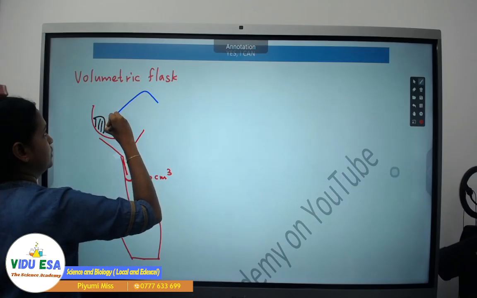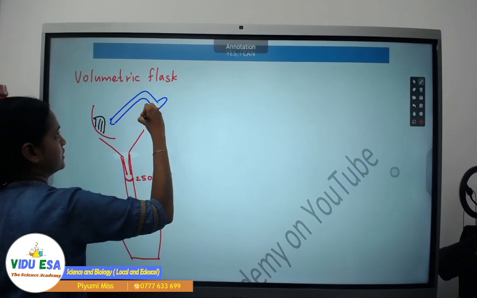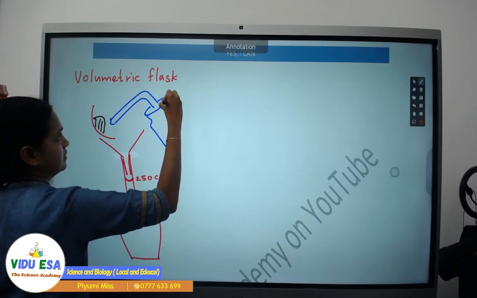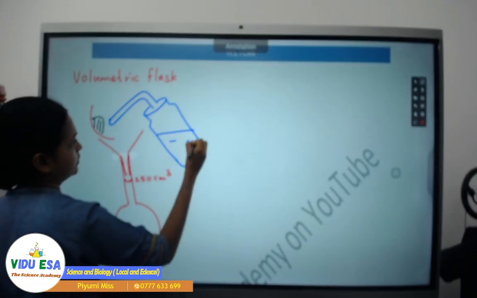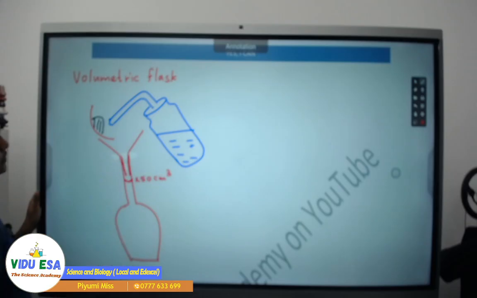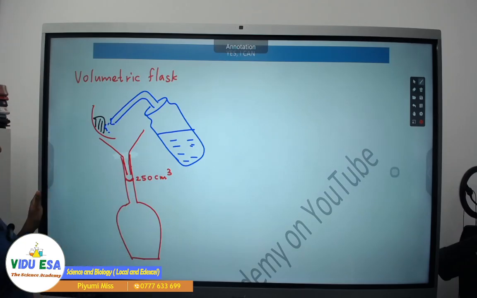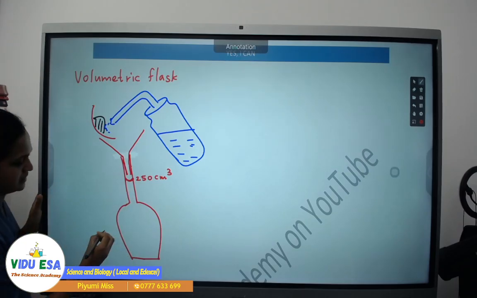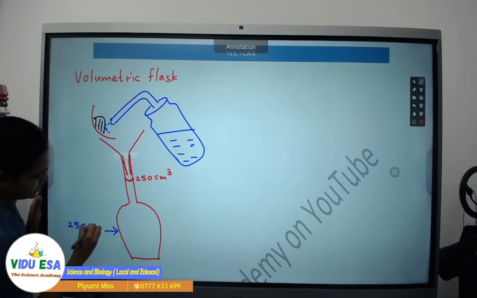You wash all the sodium hydroxide by using the wash bottle. Here you have distilled water, right? Distilled water is inside. So you wash all these into the volumetric flask, right? So this is the 250 cubic centimeter volumetric flask.